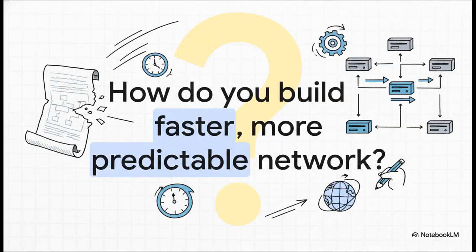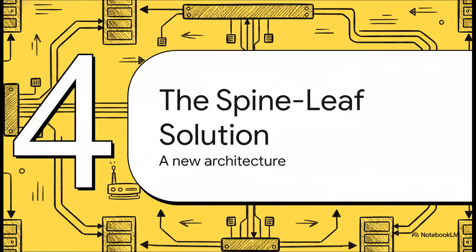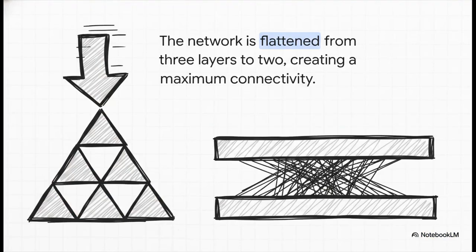The industry had to basically scrap it and ask a really simple but profound question. How do we build a network that's actually fast and predictable for the way data moves today? And the answer that came back was brilliant. A completely new way of thinking called spine leaf architecture. And let me tell you, this is the design that powers the internet as we know it. It's how the giants, think Google, Meta, you name it, build their massive data centers.